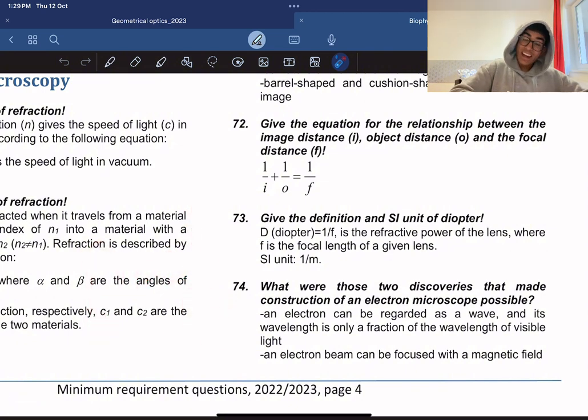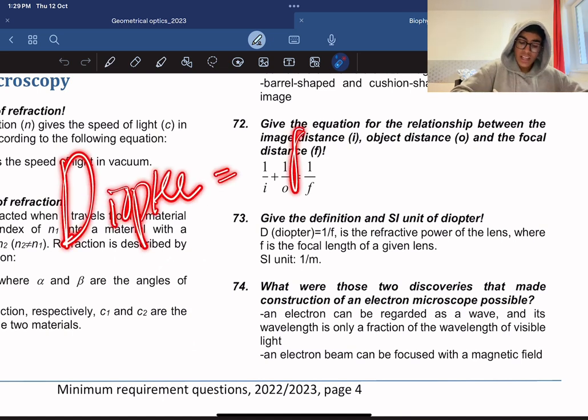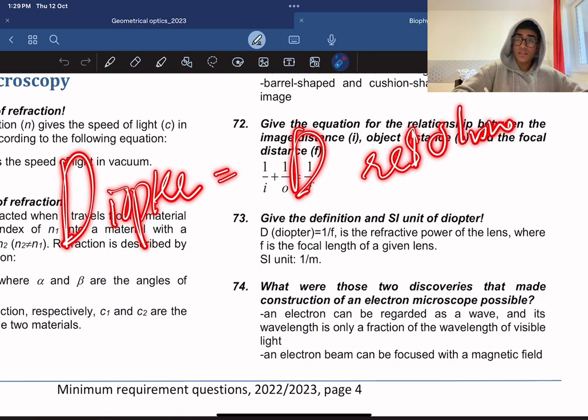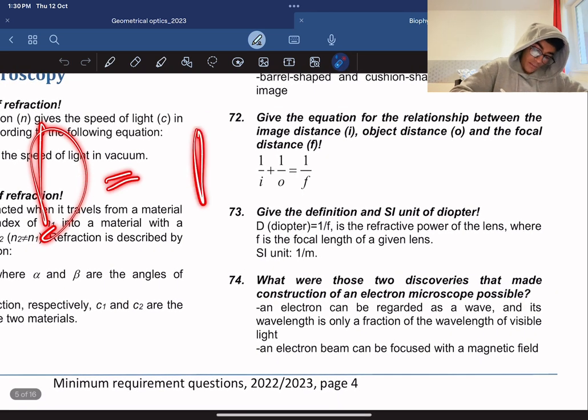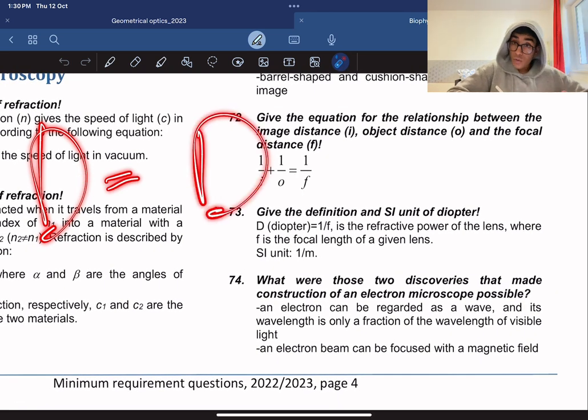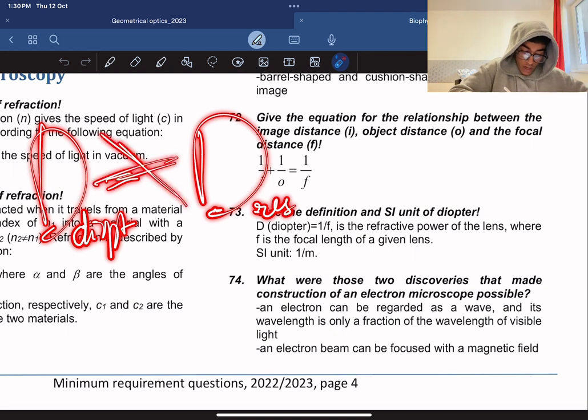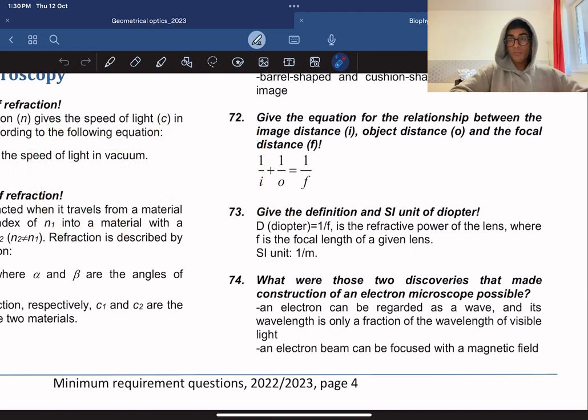Okay? Again, do not be confused. Oh my god. If you guys think diopter is the same as the D of resolving power, I will slap you guys. It's not. It's different. This D is different from the other D. You know what they mean? This is D for the diopter thing, and this is the D for resolving power. Okay, they're not equal, guys. Not equal. Please don't be confused.